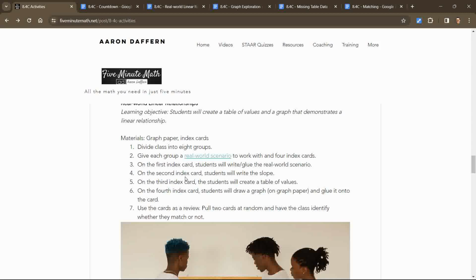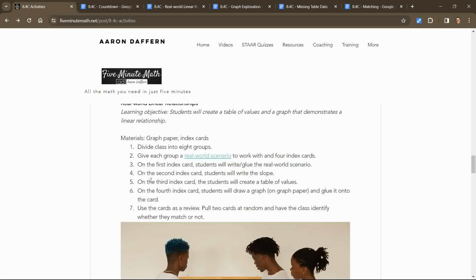The third index card, they will create a table of values, their choice as to what they want to choose for the x values. On the fourth index card, the students will draw a graph on the graph paper and then glue it onto the card. So what is a graph that would represent one of those? And then use the cards as review. So pull 2 cards at random and have the class identify whether they match or not.